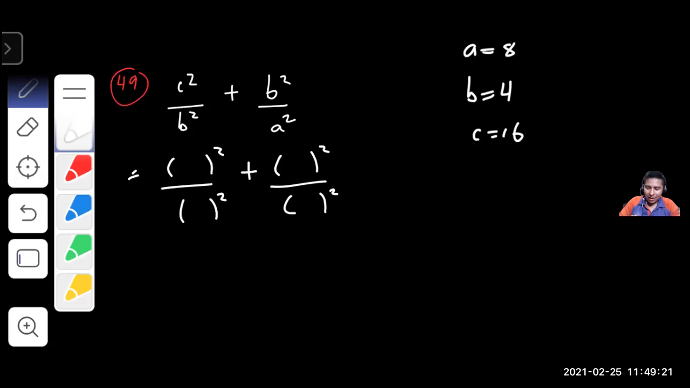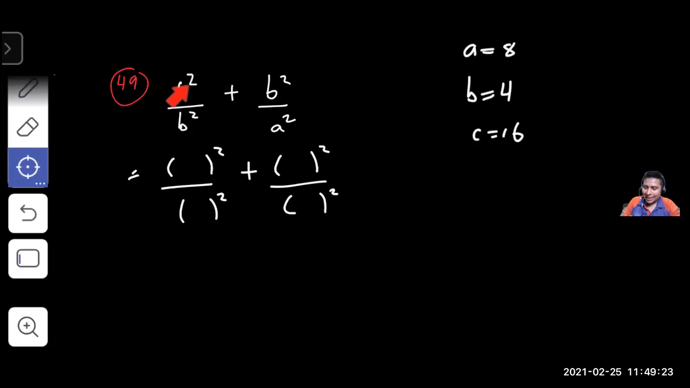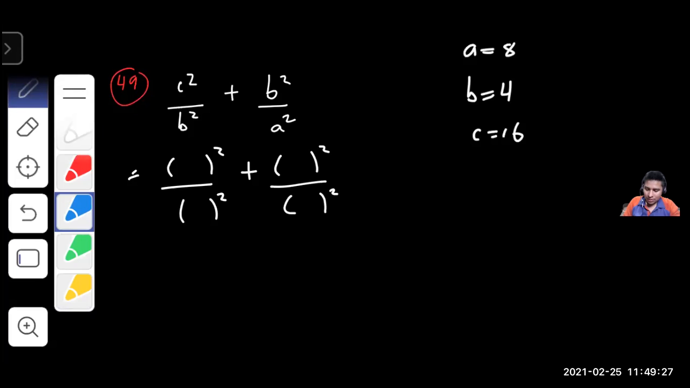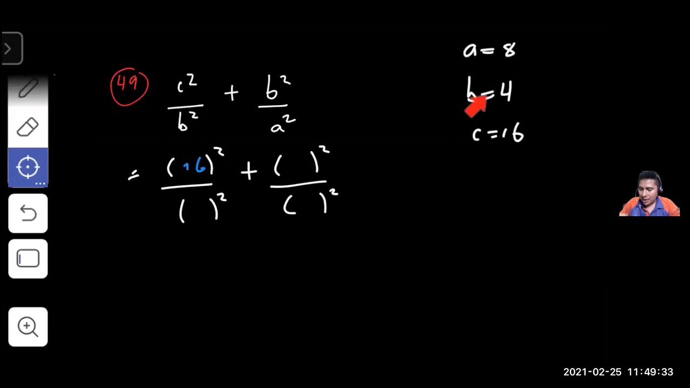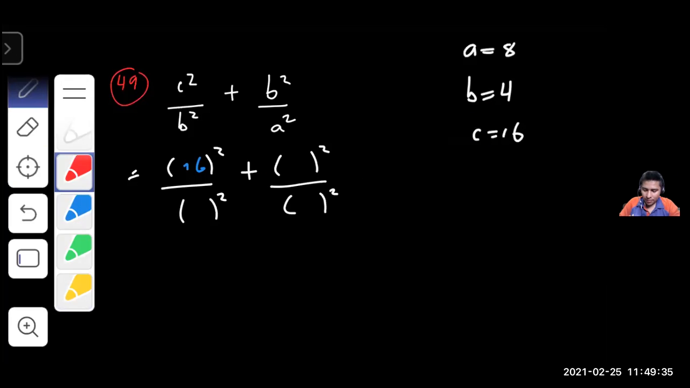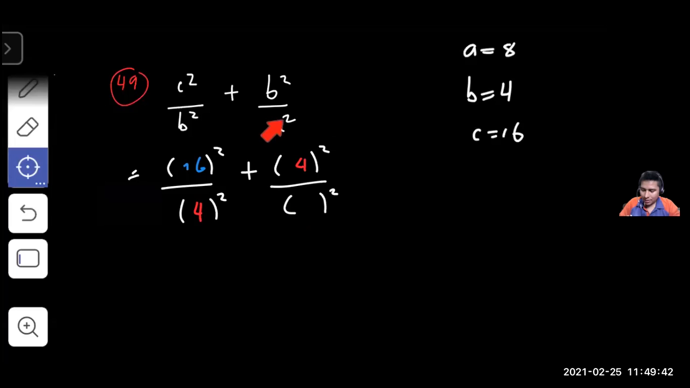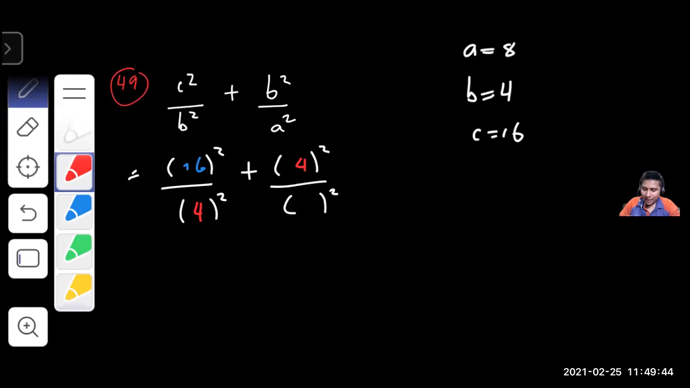Now let's substitute these values. What is C, guys? 16, right? And what is B? B is 4. What is B again? 4. And what is A? A is 8. Thank you. Okay, we got this. Then, guys, let's simplify. I have a lot of things.